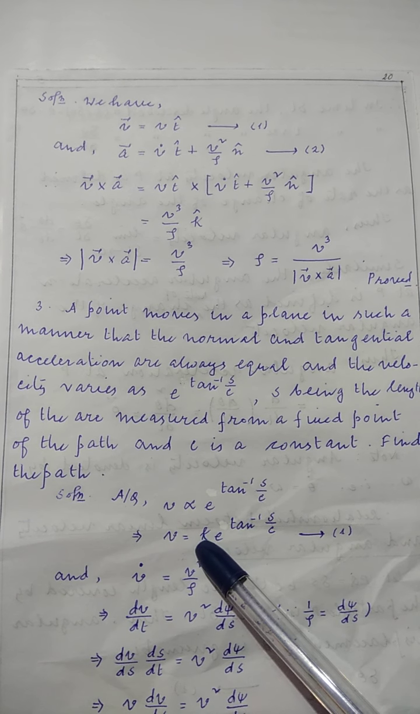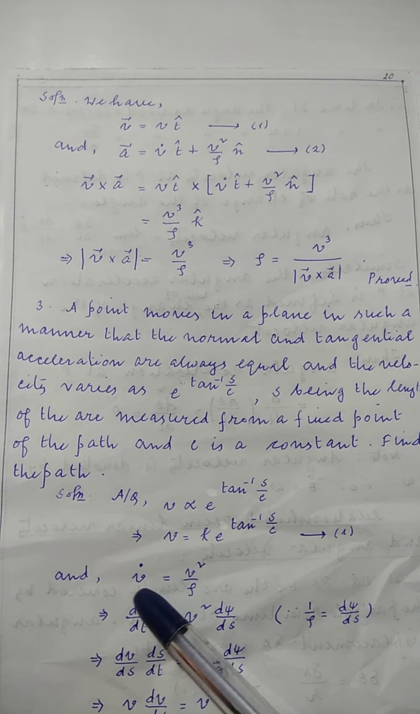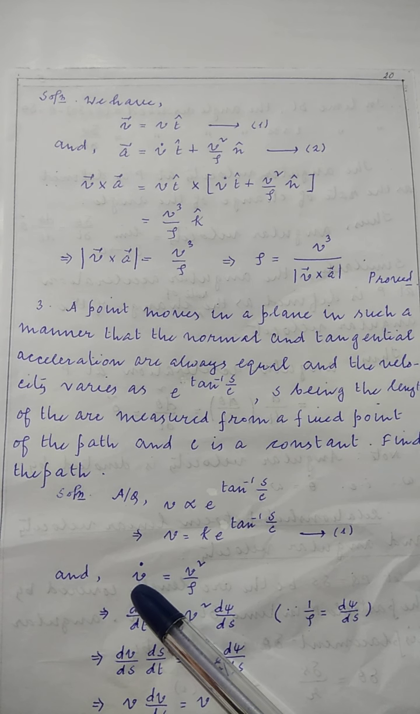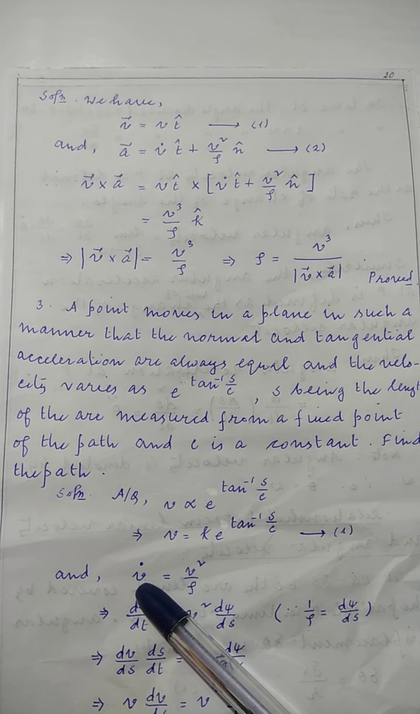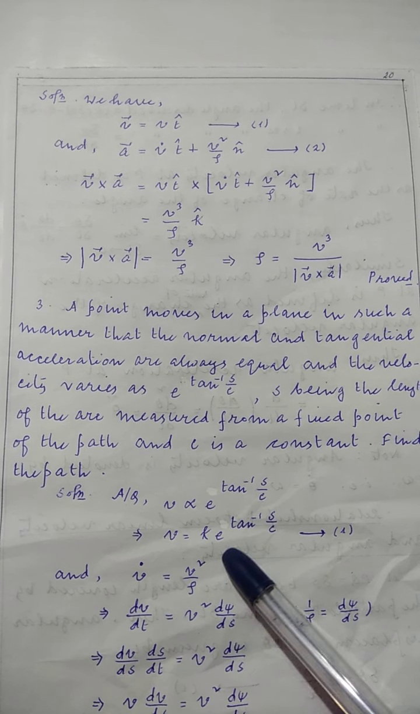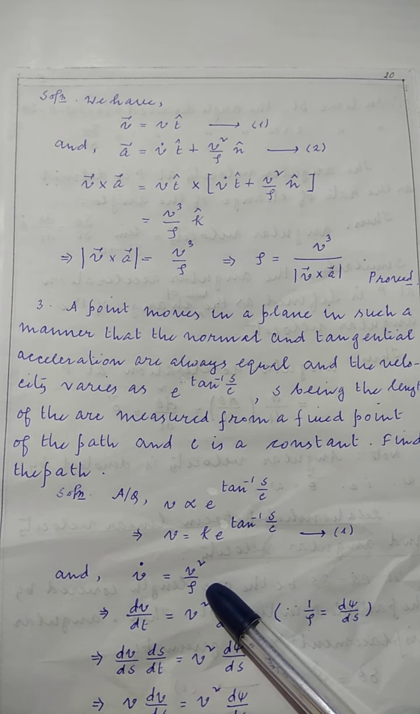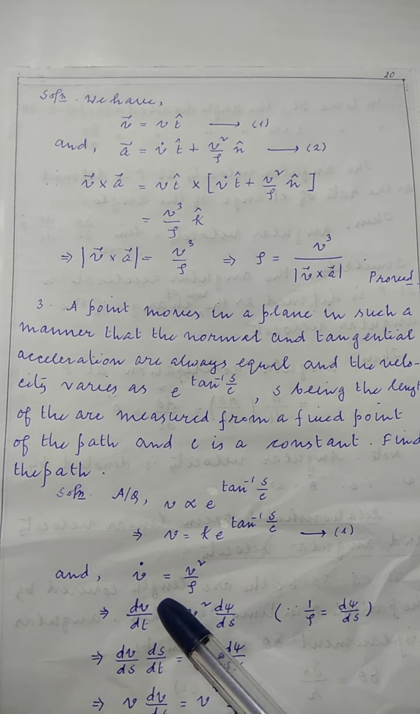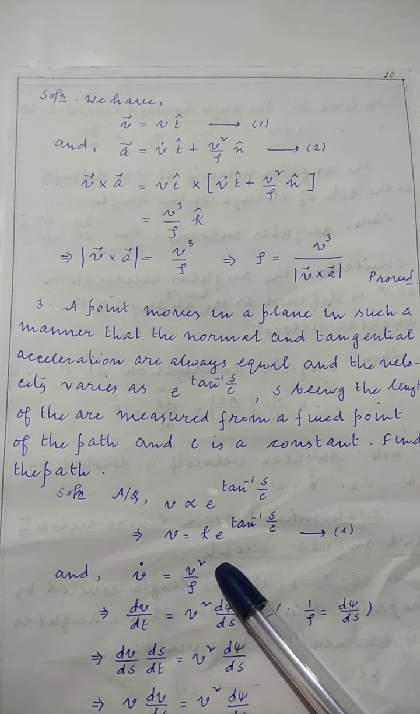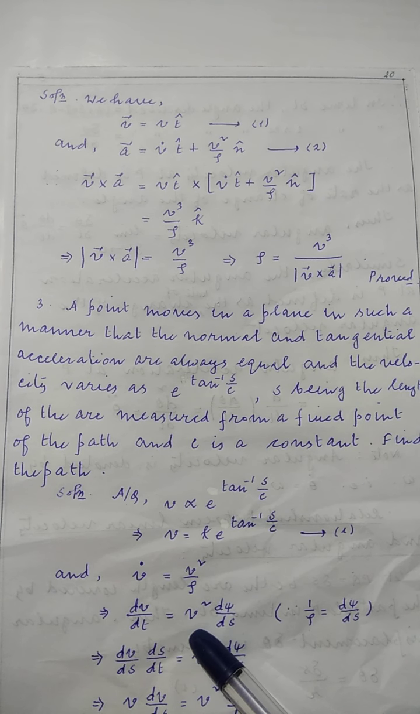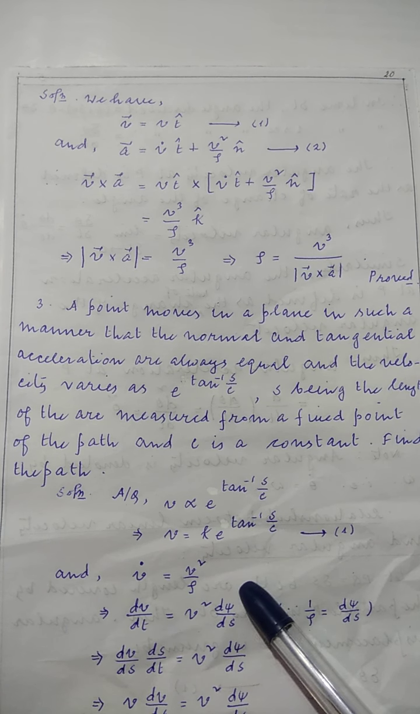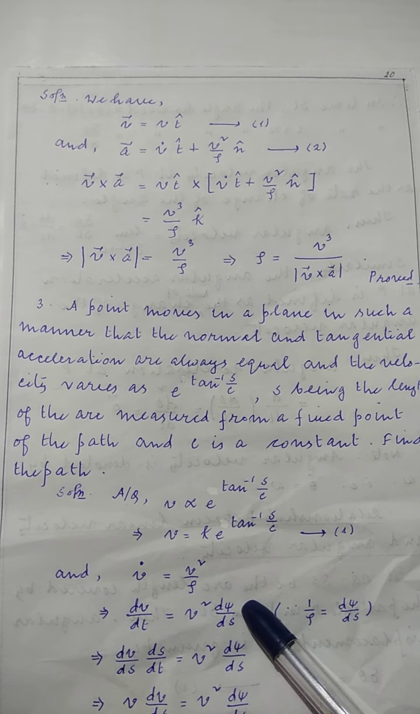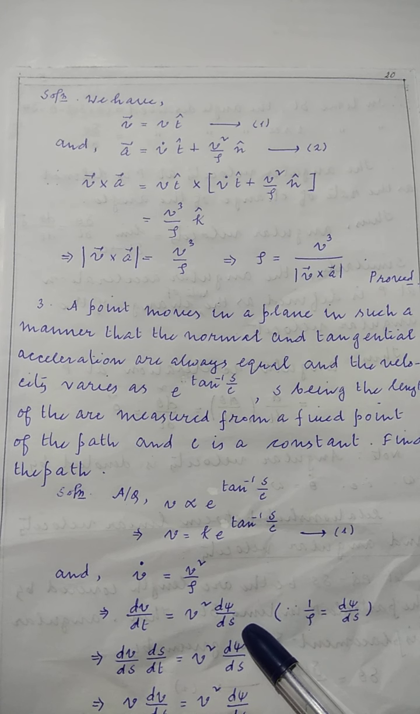Again, the components of normal and tangential accelerations are equal, so we can write v dot, the tangential component of acceleration, is equal to v square by rho, the normal component of acceleration. So these two are equal. Now v dot we can write as dv by dt, and v square by rho is possible to express as v square d psi by ds, because 1 by rho is d psi by ds, where rho is the radius of curvature.